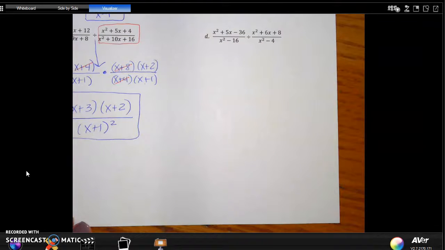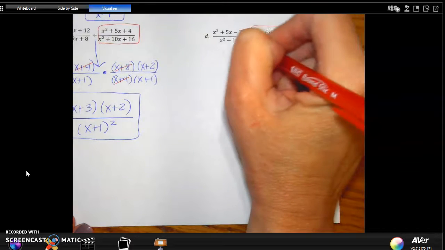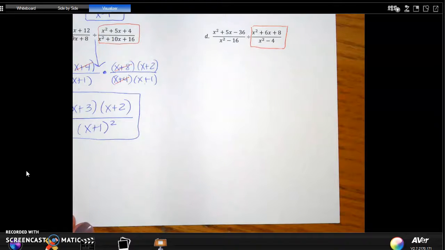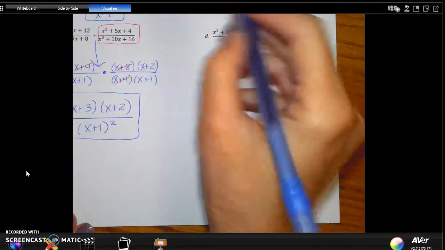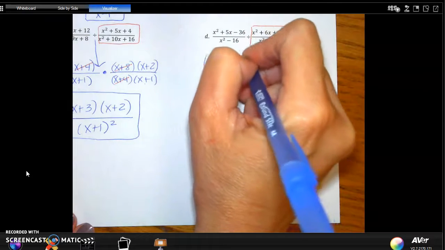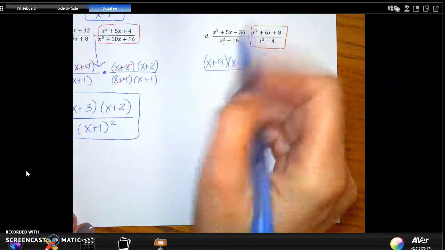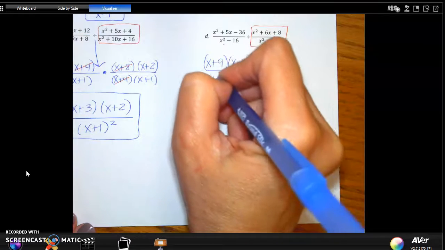So we see this division symbol. We're going to flip what's at the end here. So we need factors of 36 that get us to 5. That's going to be 9 and 4. On the bottom here, x squared minus 16. That's difference of squares.